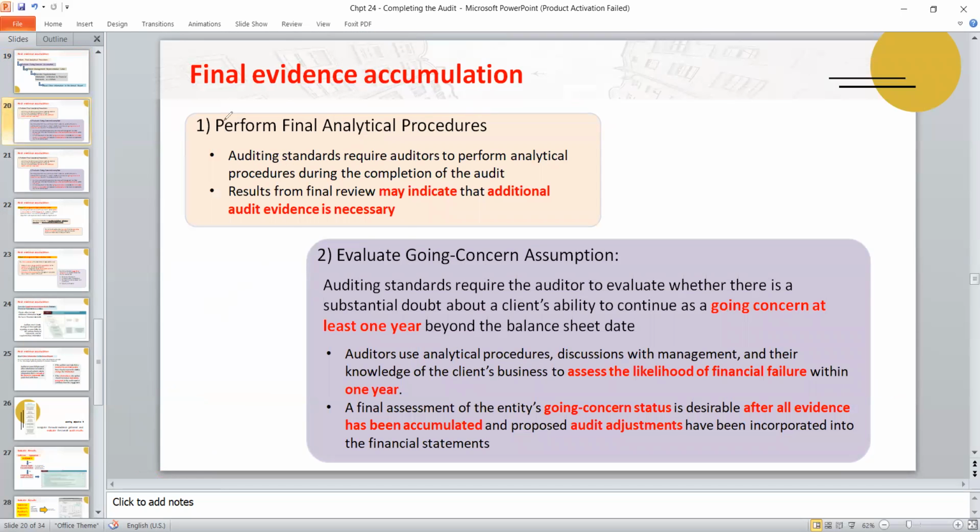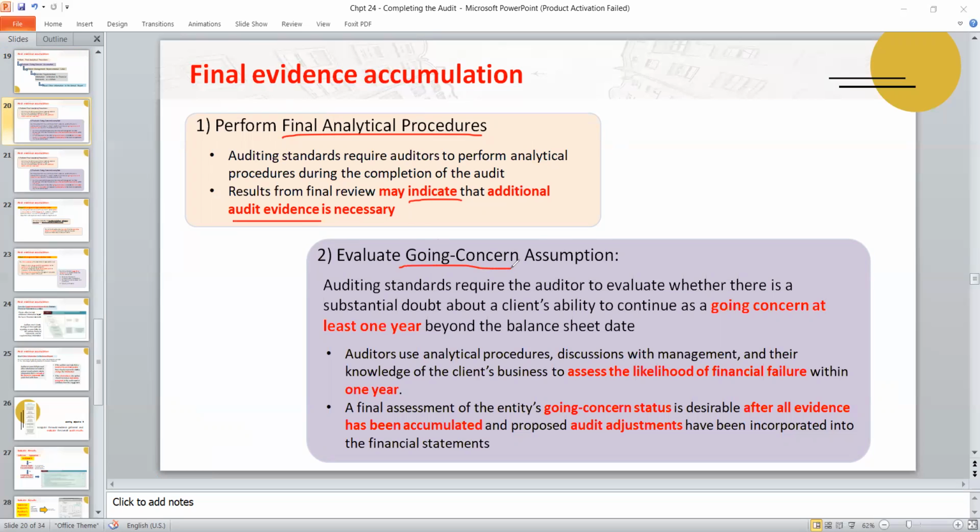Perform the final analytical procedure. You will analyze the final number after the adjustment journal, and you will review. Maybe you will find an indication that you need additional audit evidence. So you will perform another audit procedure to make sure the account is fairly stated.